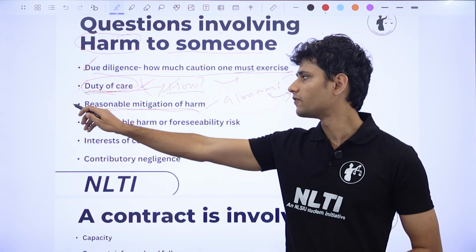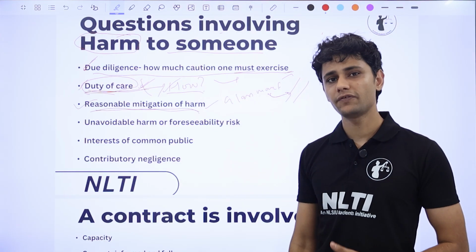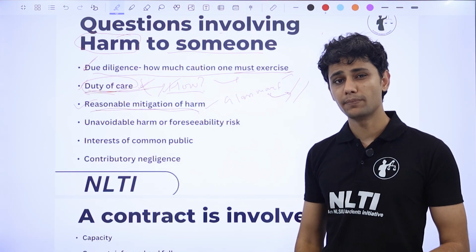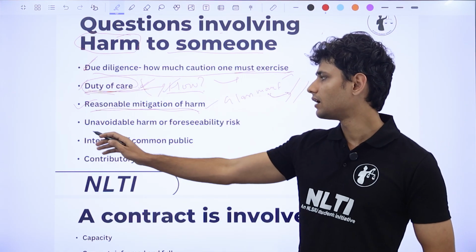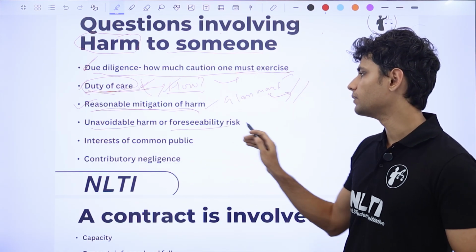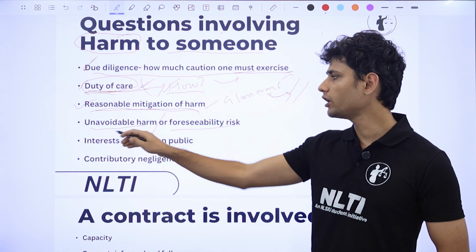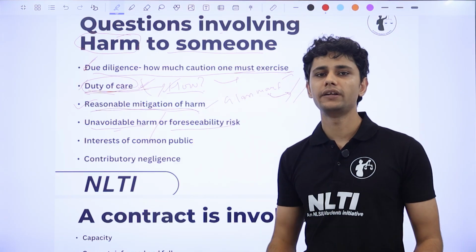So that's why the concept of reasonable mitigation of harm is important if you're trying to defend someone who has committed any harm. Third is unavoidable harm or foreseeability. Both are very different concepts. Unavoidable means I could not have prevented this.